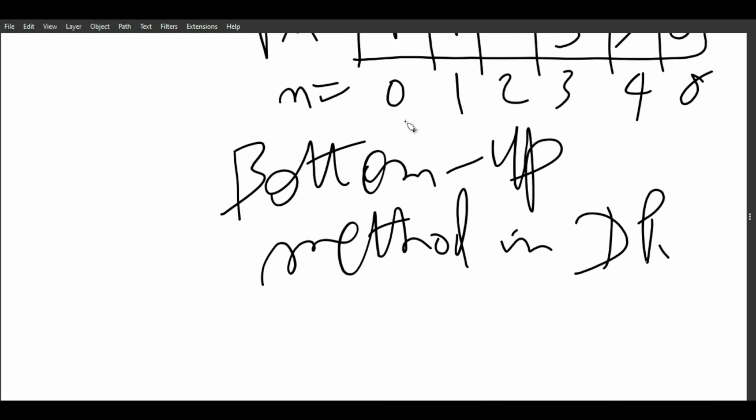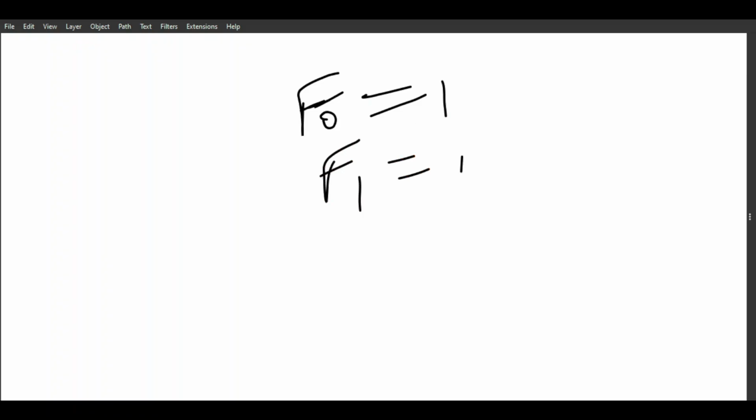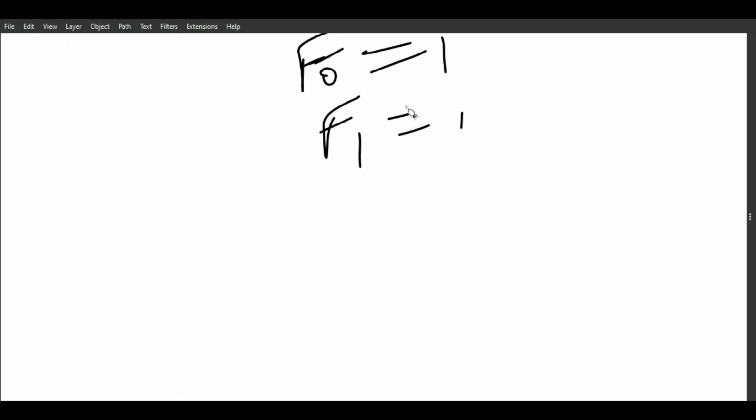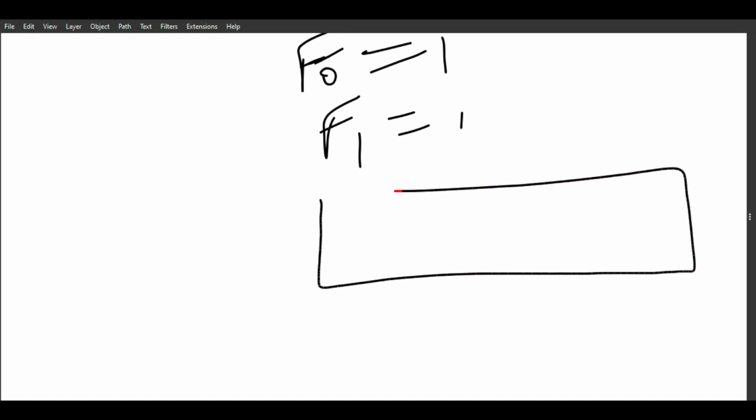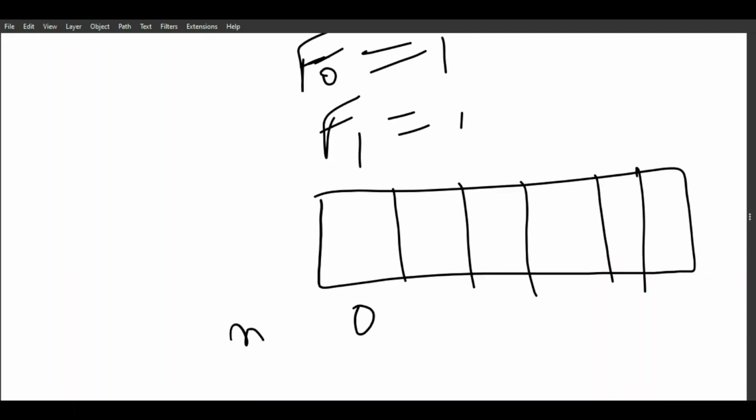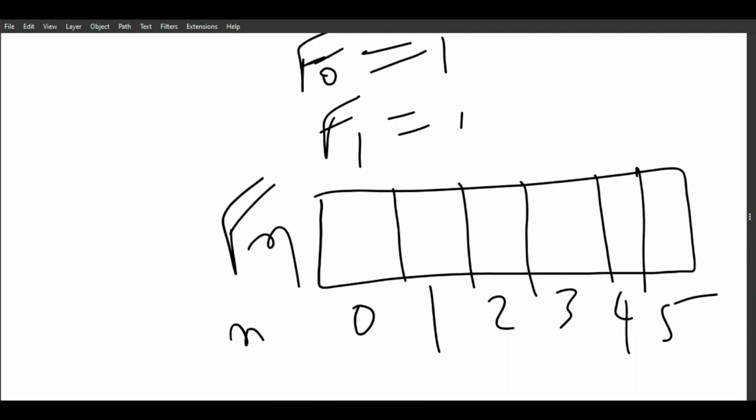So once again I will show this. Here we start with the smallest subproblem. So the smallest subproblems are, we know f0 is 1, f1 is 1. So in dynamic programming, again we make an array, a table. So the same table that we have seen earlier, but using the bottom-up approach. This is n, 0, 1, 2, 3, 4, 5, and this is fn. Starting with the smallest subproblems, 1, 1 we get.